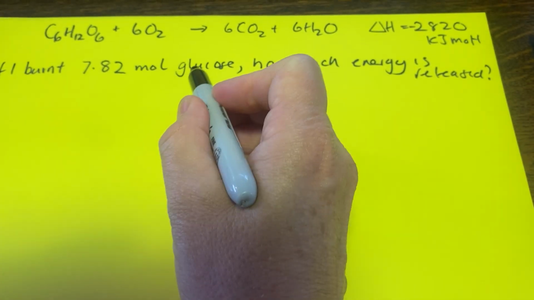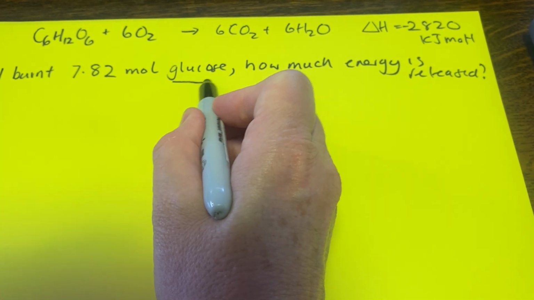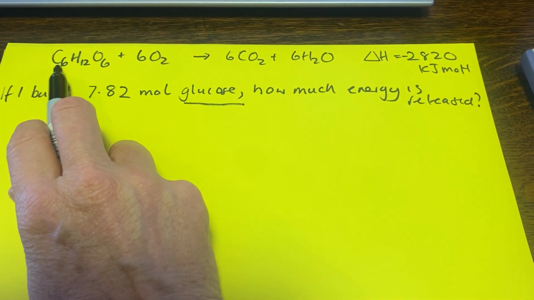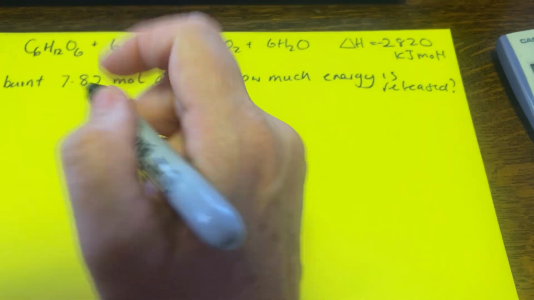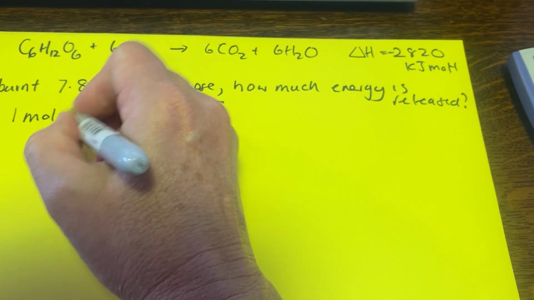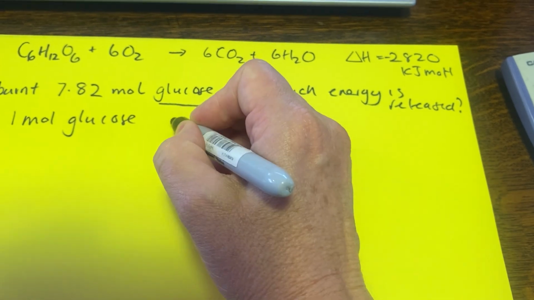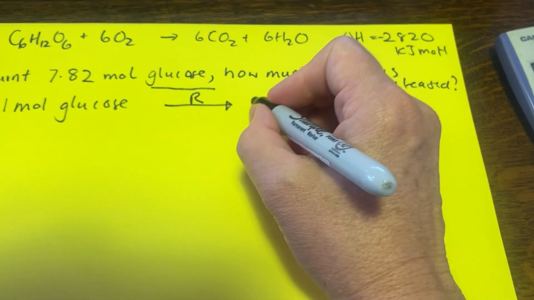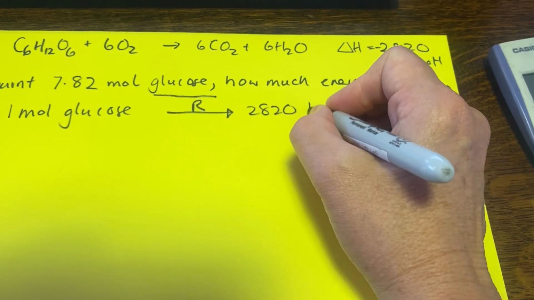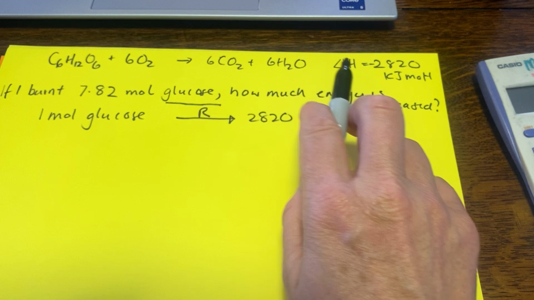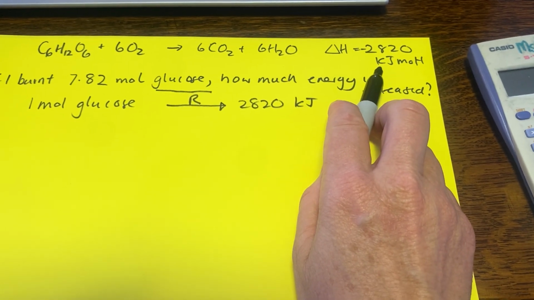And the first thing I need to do is go glucose. So the question is asking me about glucose, so I want to find glucose in my equation here. This is glucose here. So from the equation, I know that 1 mole of glucose releases 2,820 kilojoules. So that is my established ratio. 1 mole of glucose releases 2,820 kilojoules.